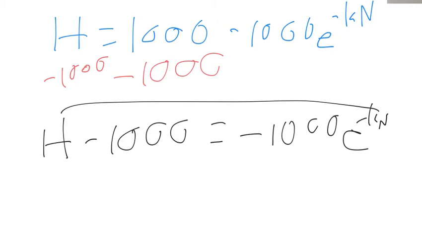Now, from here, you can divide both sides by negative 1,000.